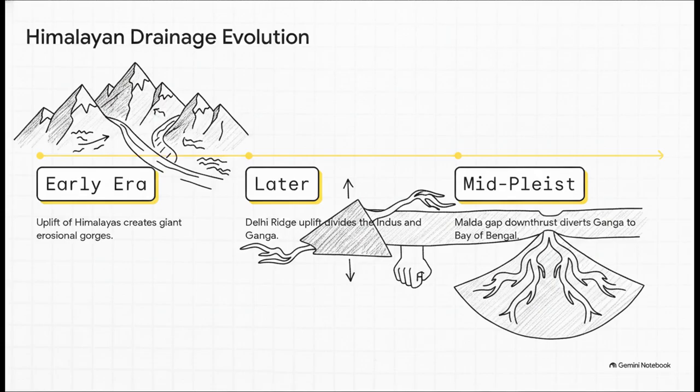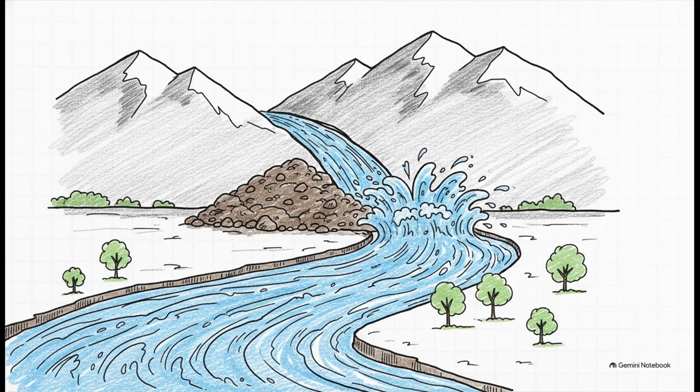And then, during the mid-Pleistocene period, a crazy event called the downthrusting of the Malda Gap basically pulled the rug out from under the land between the Rajmahal Hills and Meghalaya Plateau. This permanently diverted the mighty Ganga and Brahmaputra toward the Bay of Bengal. And it's exactly this highly dynamic, ancient history that gives some of these rivers a rebellious, almost uncontrollable personality today.